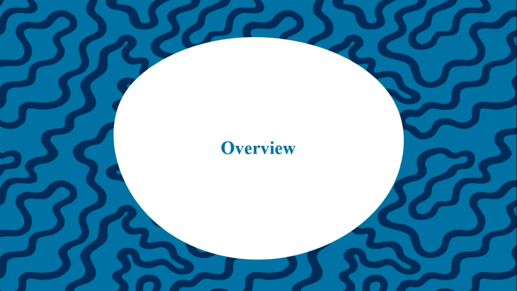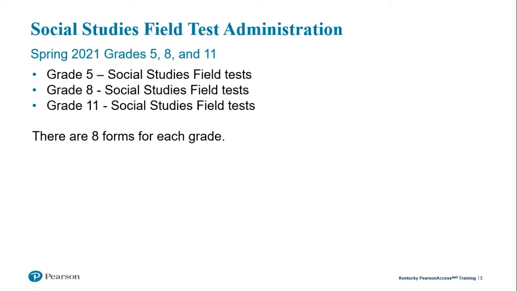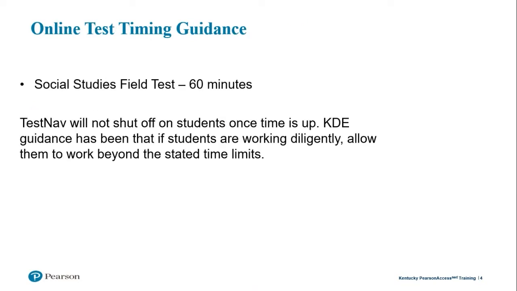So for the overview, for the Spring 2021 Social Studies Field Test, we will be testing grades 5, 8, and 11. There are 8 forms for each grade. For the test time, the Social Studies Field Test should take students about 60 minutes.